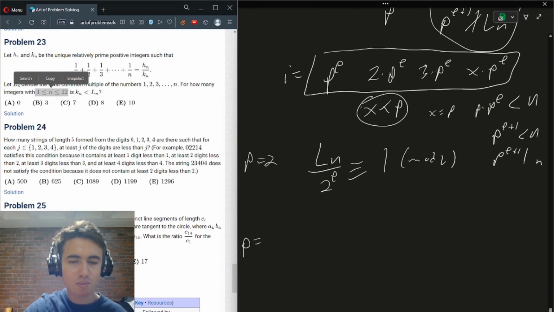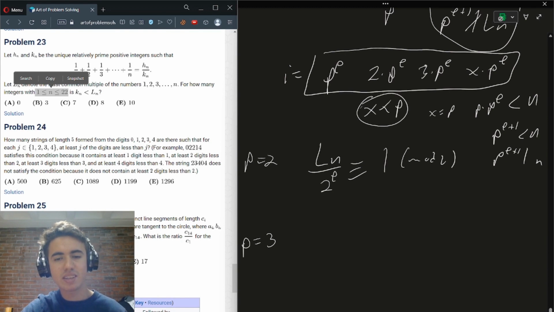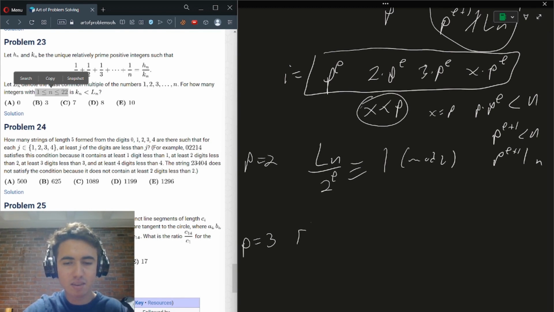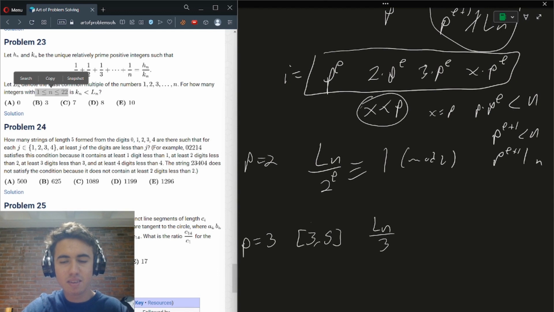Let's try p equals 3 instead, though. In this case, once again, when there's only one term, let's imagine n from 3 to 5, right? There will only be one value of I that works, which is going to be 3. And no matter what, we know this term is non-zero mod 3.